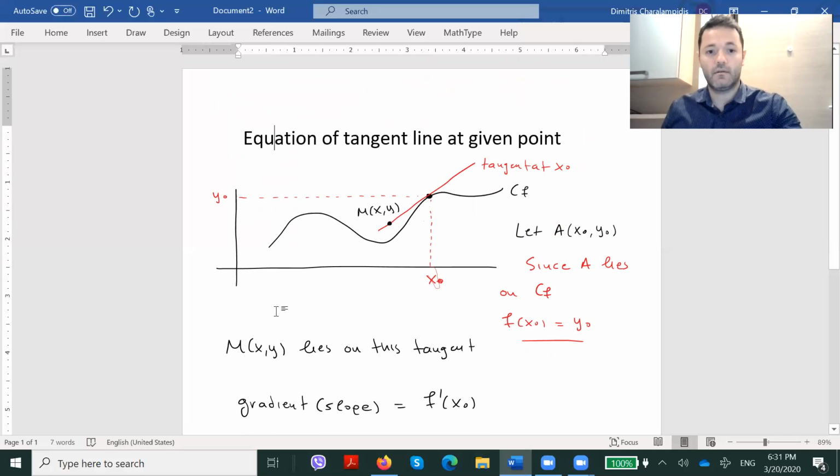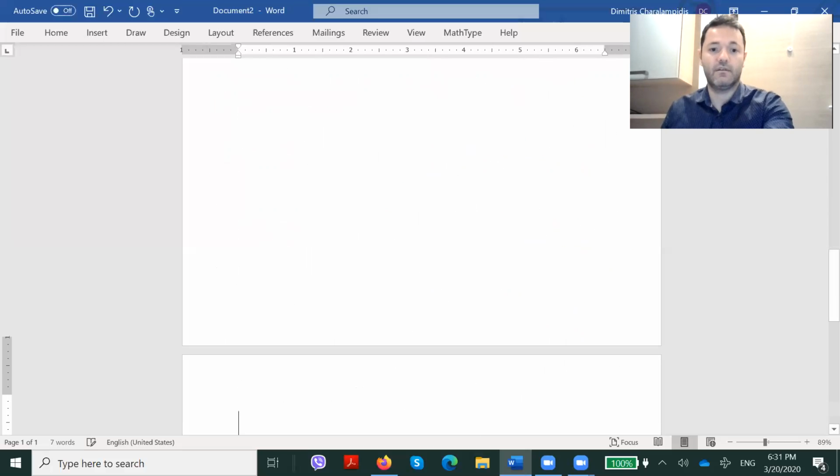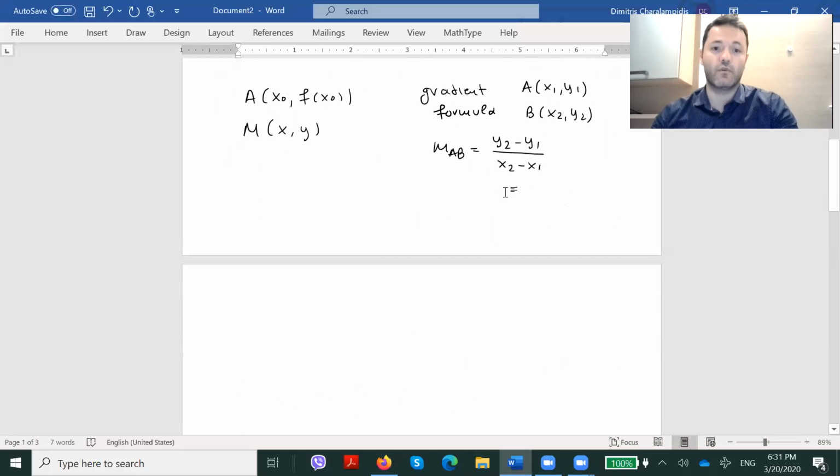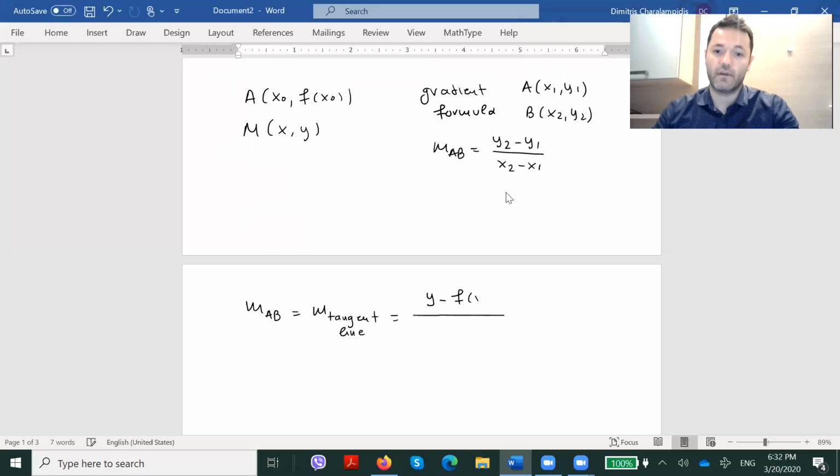let me create a little more space here for us. I will get now, by applying this gradient formula for my points, that the gradient of AM, and therefore the gradient of this tangent line, will be equal to y minus f of x0 over x minus x0.